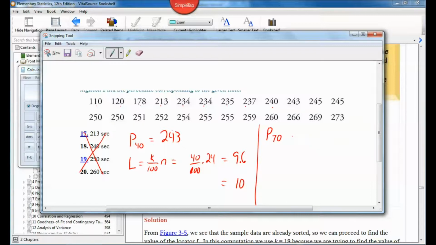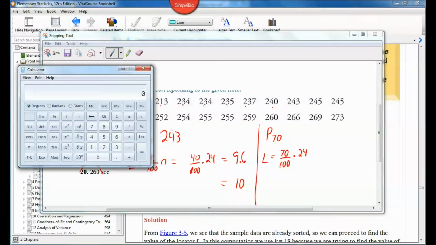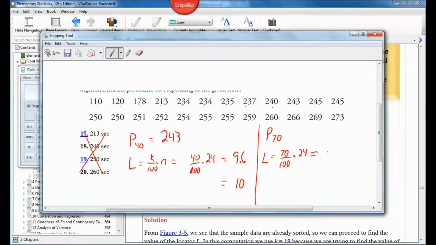All right, so first we calculate L. L is 70 over 100 times the number of data items, 24. So 70 divided by 100 times 24, 16.8. So round that up, that's 17. So there's 12 here, so that's the 12th, 13, 14, 15, 16, 17. So the 70th percentile is 254.